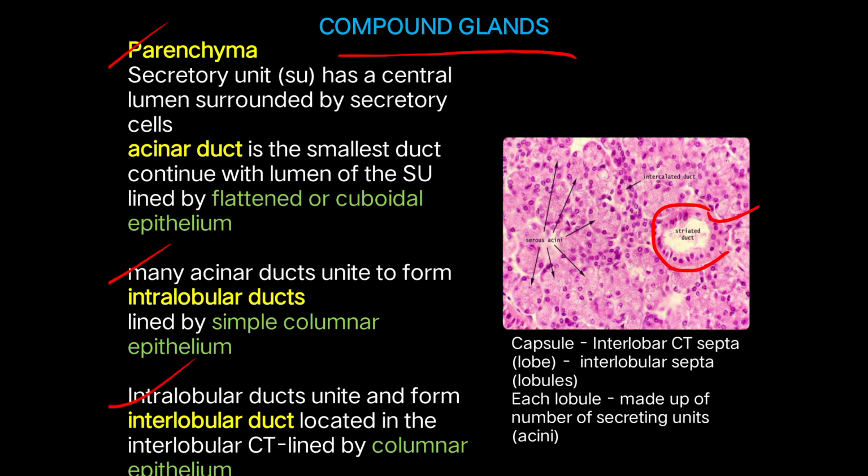Then intralobular ducts unite to form the interlobular duct, located in the interlobular connective tissue and lined by columnar epithelium. Here you can see the capsule, interlobar connective tissue septa, a lobe, then the interlobular septa and lobules, each lobule made up of a number of secretory units, the acini. Numerous acini are there, and from the acini the duct comes. If it is surrounded by cuboidal cells, we say it is an acinar duct. If it is surrounded by columnar epithelium, we say it is intralobular or interlobular.